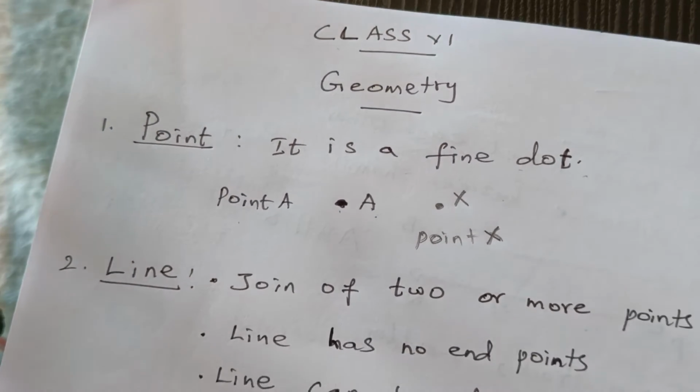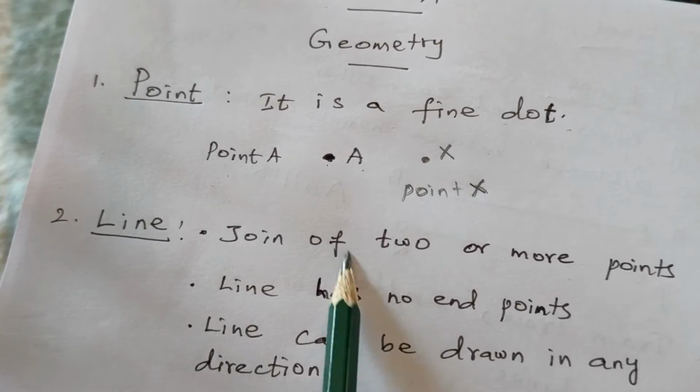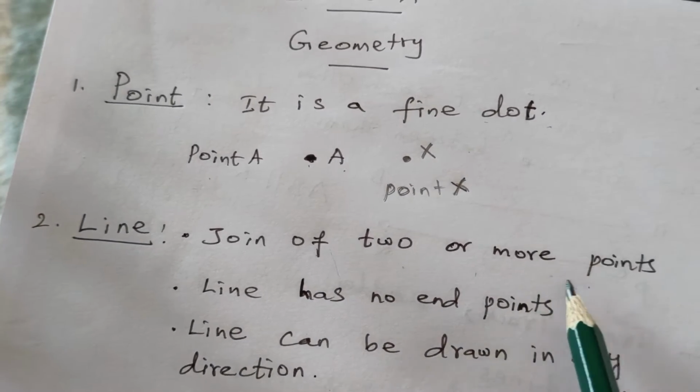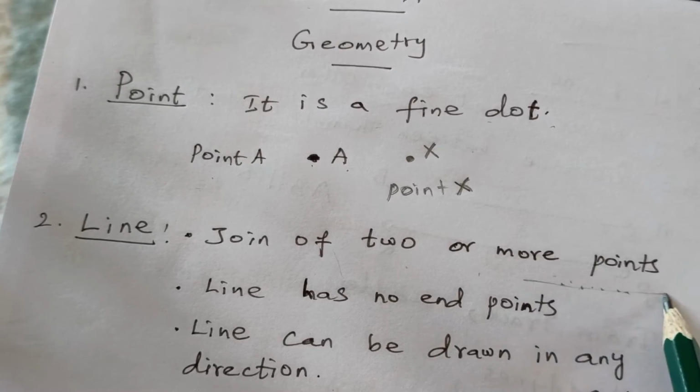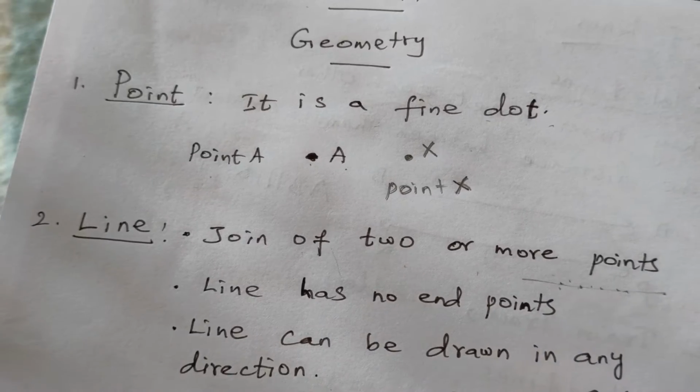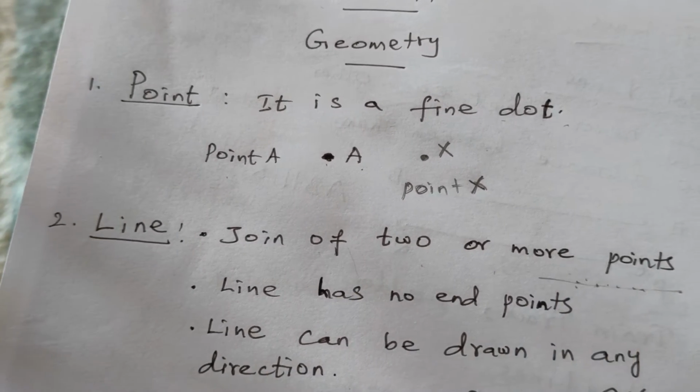Okay. Now the next concept is line. What is a line? A join of 2 or more points. When you join 2 points or more than that, then we get a line. Join any number of points, and we get a line.